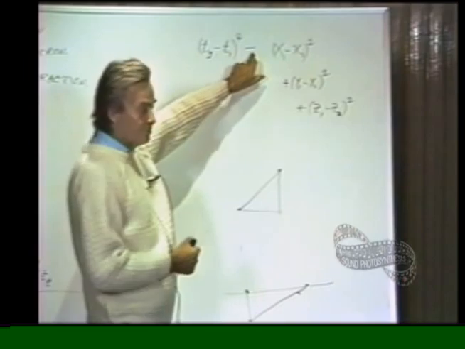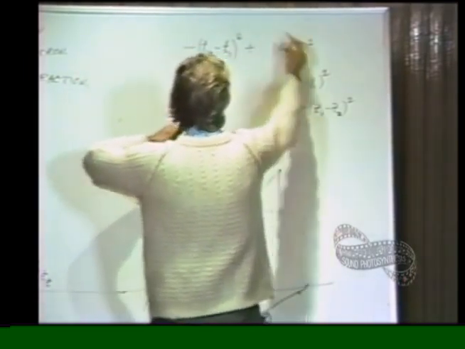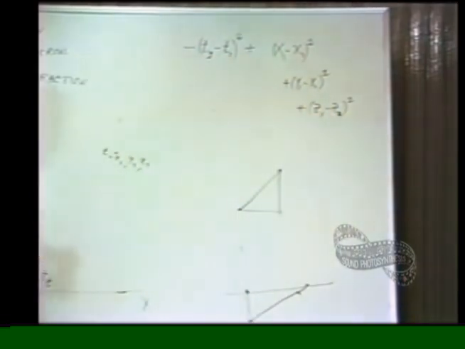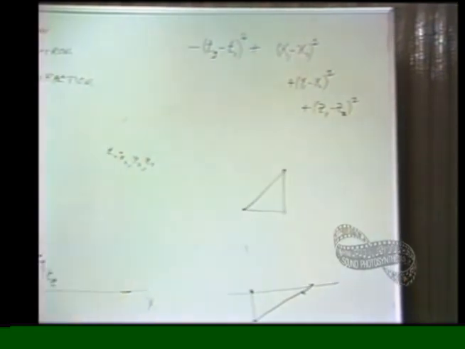The only magical thing is a minus. Oh, I made the minus sign in the wrong place. Minus that plus these. Why the time has the opposite sign of the space, nobody knows, but that's the way we find the world.